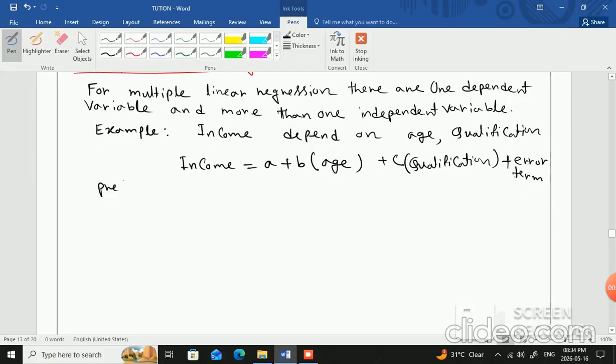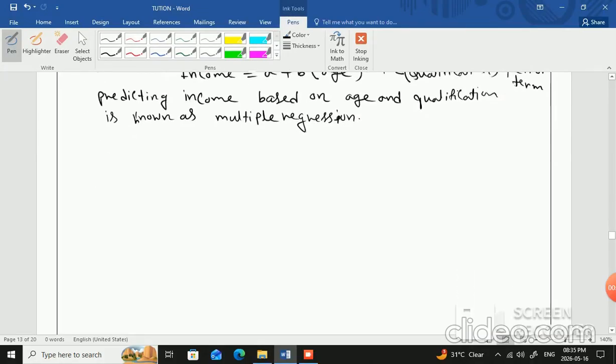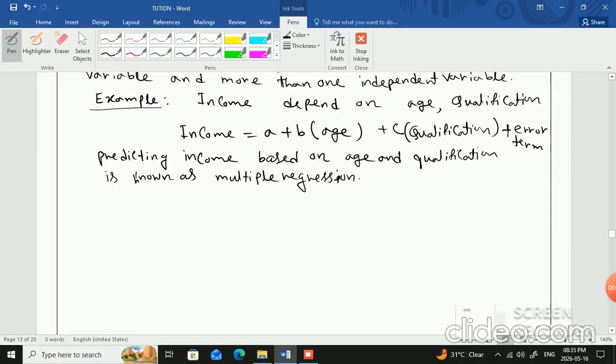Predicting income based on age and qualification is known as multiple regression. Here the independent variables are age and qualification and the dependent variable is income. So income depends on more than one independent variable, age and qualification. So this is multiple linear regression.